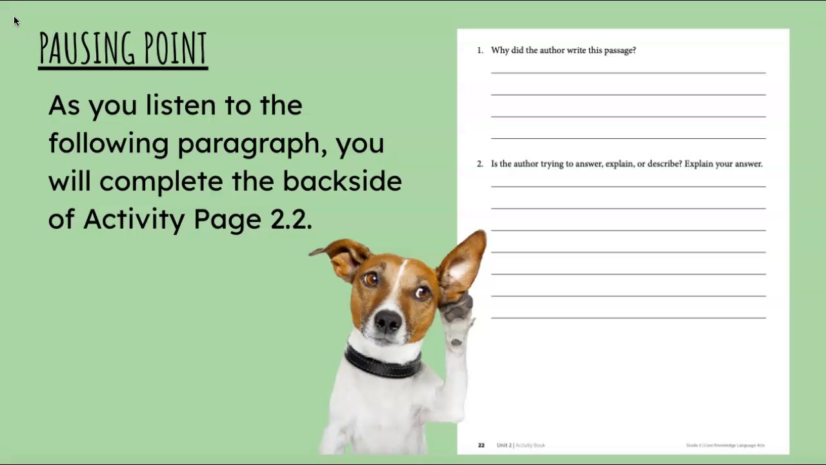Using new ideas and tools, scientists have continued to study organisms and the ways they are similar and different. Over time, ideas about how to classify animals have changed somewhat. So for question number 1, I want you to write down, why did the author write this passage? What are they telling us about? And number 2, is the author trying to answer, explain, or describe something to us? Stop the video, fill in your activity book page 2.2, and then come on back to continue.